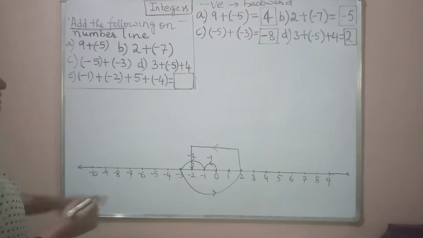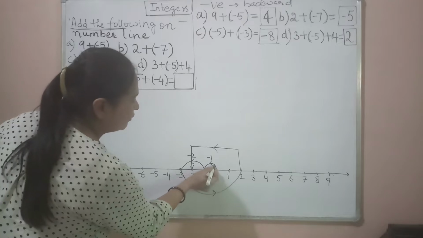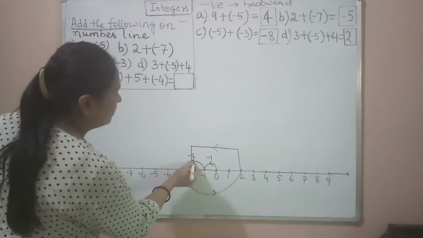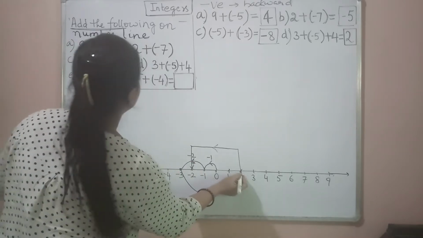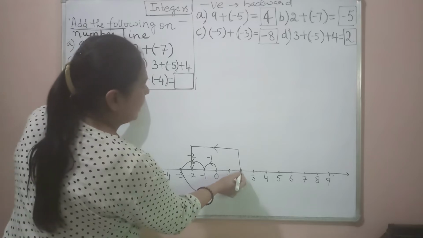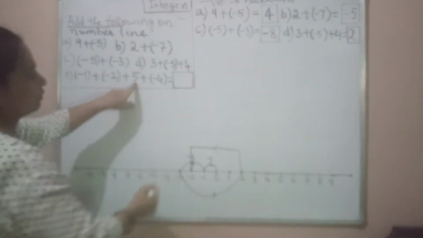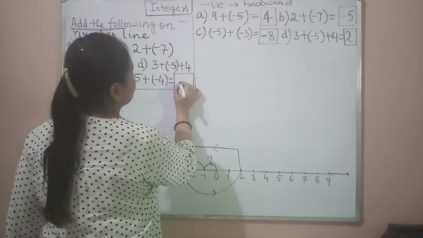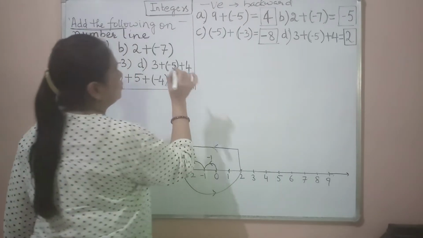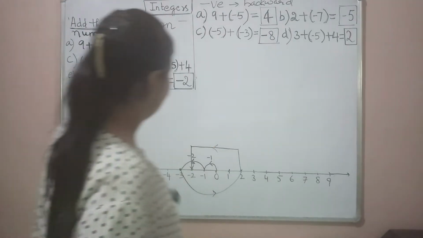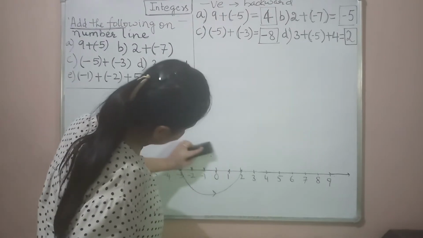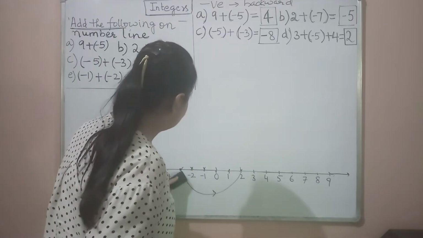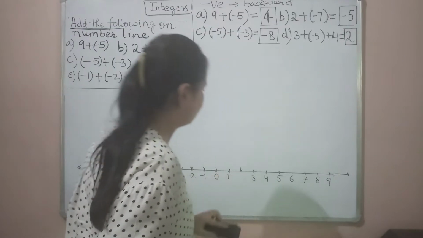So what are we getting? First of all, you started with 0, you got minus 1, then again 2 steps back, you reached minus 2, then 5 steps forward, we reached 2, and then again 4 steps backward, we reached minus 2. So the answer is minus 2. So this is what we did with the help of number line. We have solved all the sums with the help of number line. Now this is addition of integers with the help of number line, right?